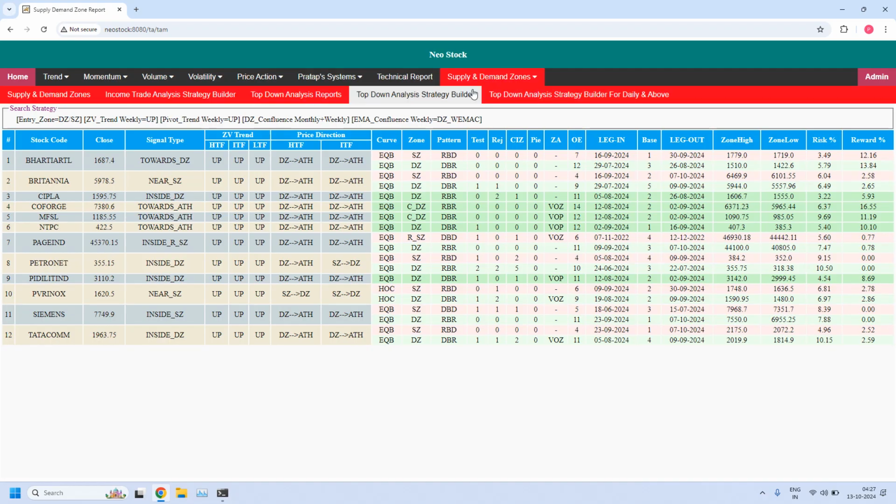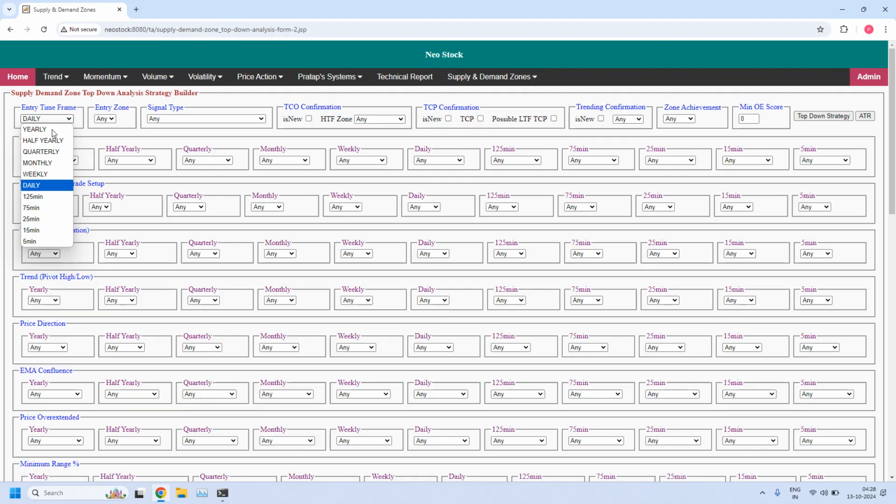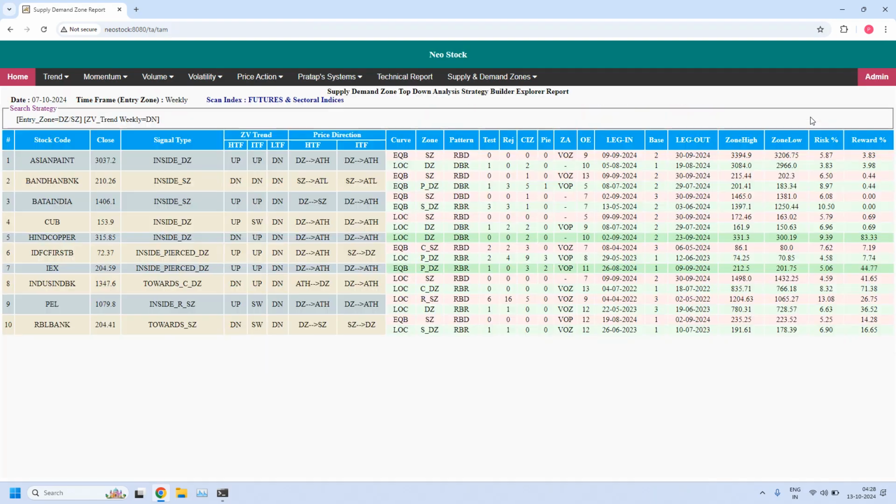Exactly the same way, let us look for supply zones also for the weekly time frame. Let us look for stocks having a downtrend. So I am selecting zone violation trend, weekly time frame, downtrend. How many stocks are currently having a downtrend? Earlier 143 stocks had uptrend, and the remaining stocks are either sideways or downtrend. But only 10 stocks are filtered as downtrend.